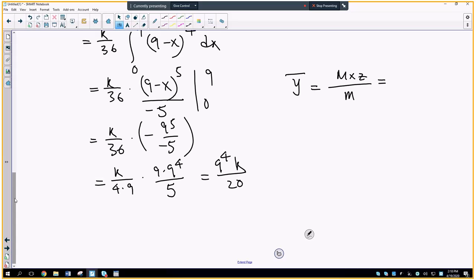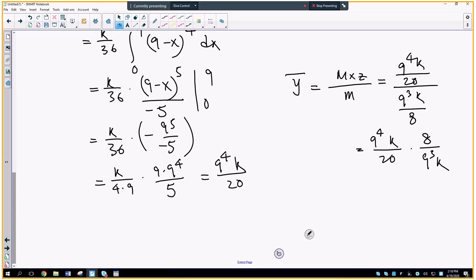So when I'm trying to find out y bar, which I know is mxz over the mass, I will get 9 to the power 4k over 20 all over 9 to the power 3k over 8. That was the term for the mass. So that becomes 9 to the power 4k over 20 times 8 over 9 to the power 3k. When I simplify, I get 9 times 8 over 20, which is 72 over 20. Divide both top and bottom by 4, and you get 18 over 5 as the y coordinate of the centroid. And that answers my question.